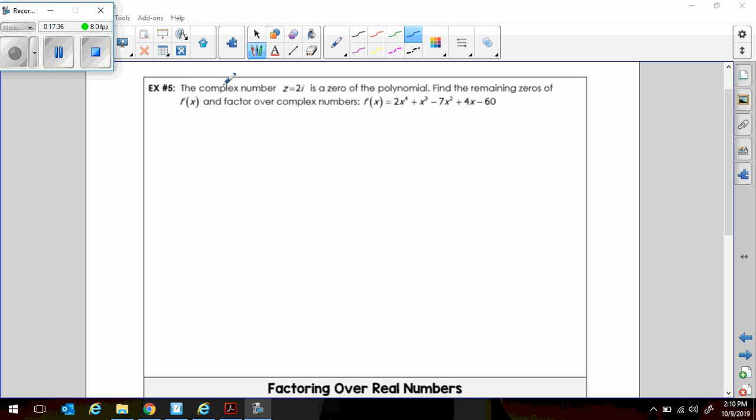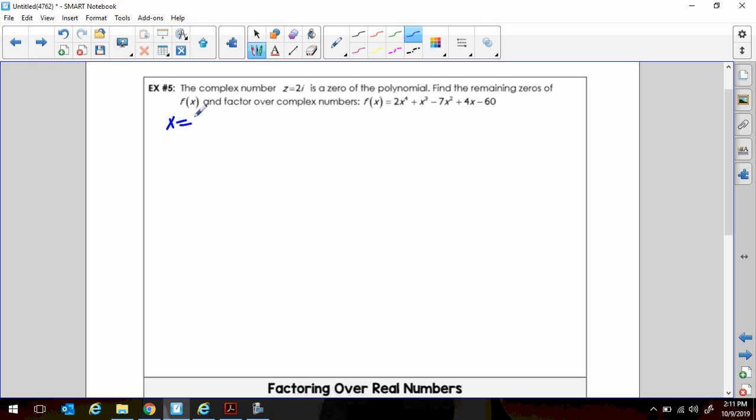Alright guys, I just want to go over this because I was going to skip it, but I want you guys to have more practice on this. So the complex number z equals 2i is a 0 of the polynomial. So I know that if x equals 2i, then my factor is going to be x minus 2i. And remember, the conjugate also has to be a factor. So x has to also equal negative 2i. So then it's going to be x plus 2i. This has to be a factor.